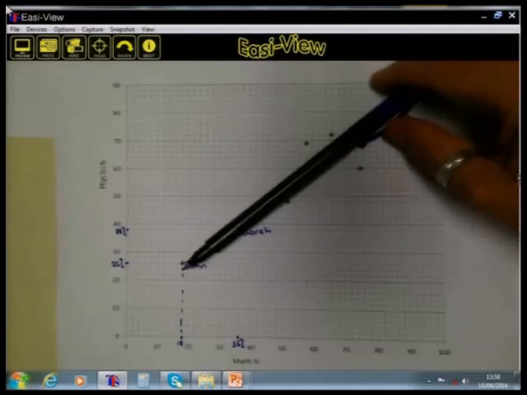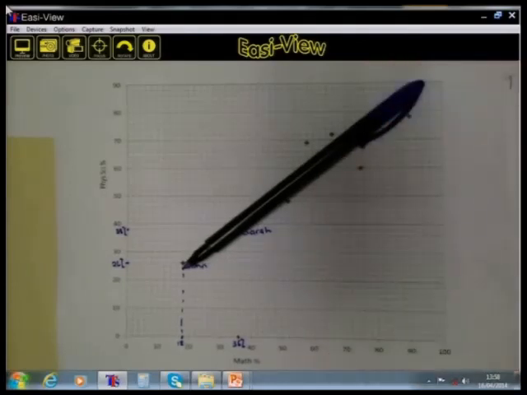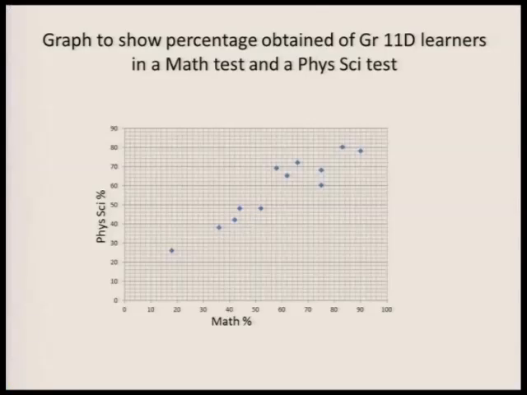So there is a positive correlation, but the correlation is not as strong as it would have been if all the marks had been on a straight line. Looking at the marks again on this graph that I've plotted for you here, you can see the mark of John, the mark of Sarah, and those of all the other learners in the class.